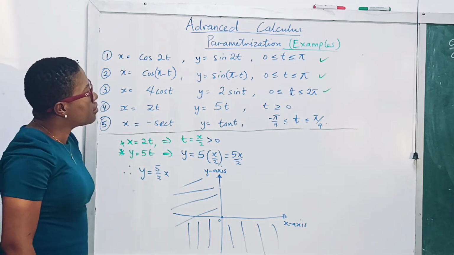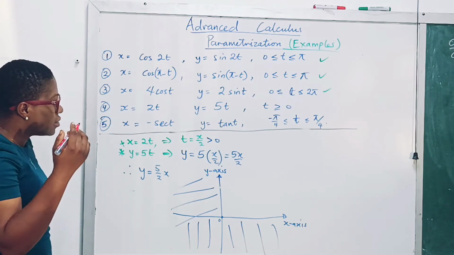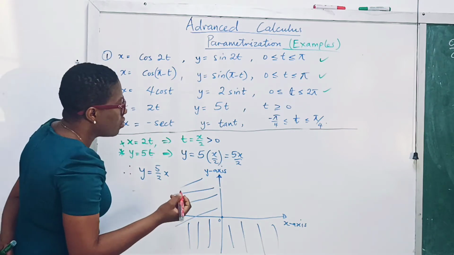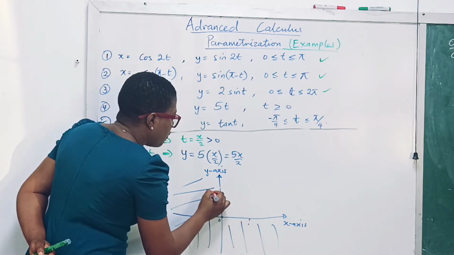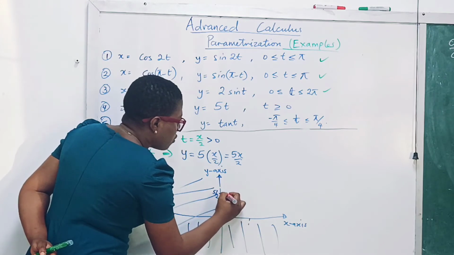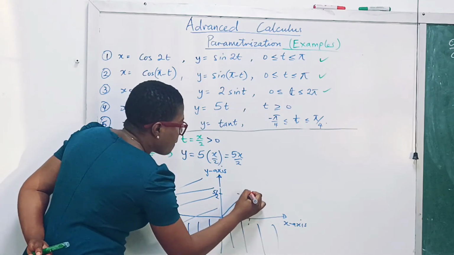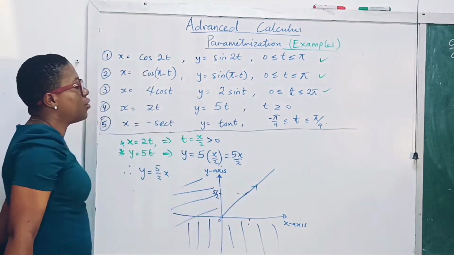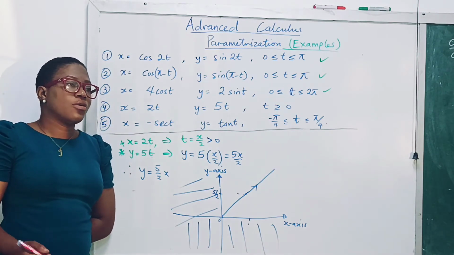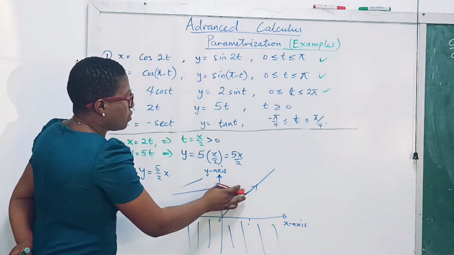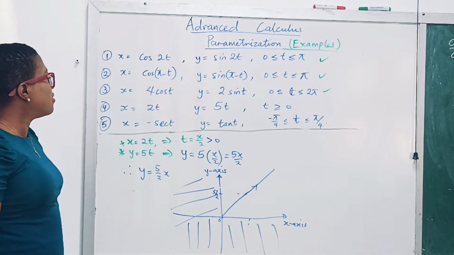Now that you have that, the gradient, or slope, is 5 over 2. You can just pick a point, maybe 1. You see that y will be 5 over 2. Try to pass through that point. I'm making sure you put your arrow. We've not been putting our arrow. We should have. So we can go to infinity. It's as simple as that.